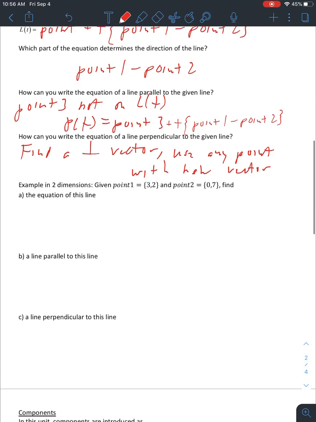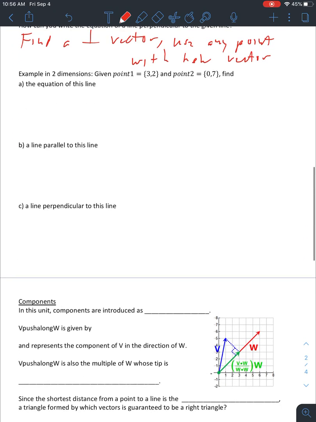All right, so let's take a look at a two-dimensional example here. It says, given point 1 and point 2, find the equation of a line. The first thing I'm going to do is find the direction vector. Again, it doesn't really matter if you do point 1 minus point 2 or point 2 minus point 1. So I'm going to do point 2 minus point 1. So it would be 0 minus 3, 7 minus 2.